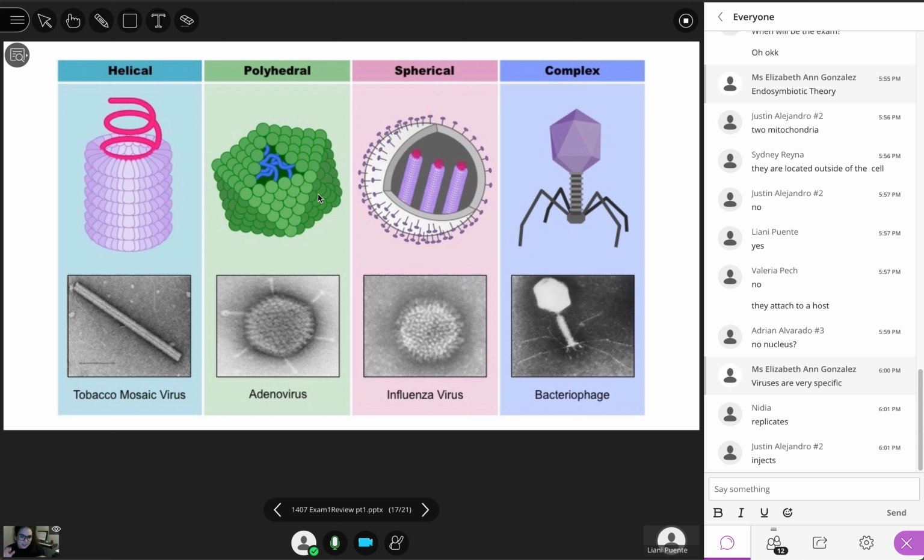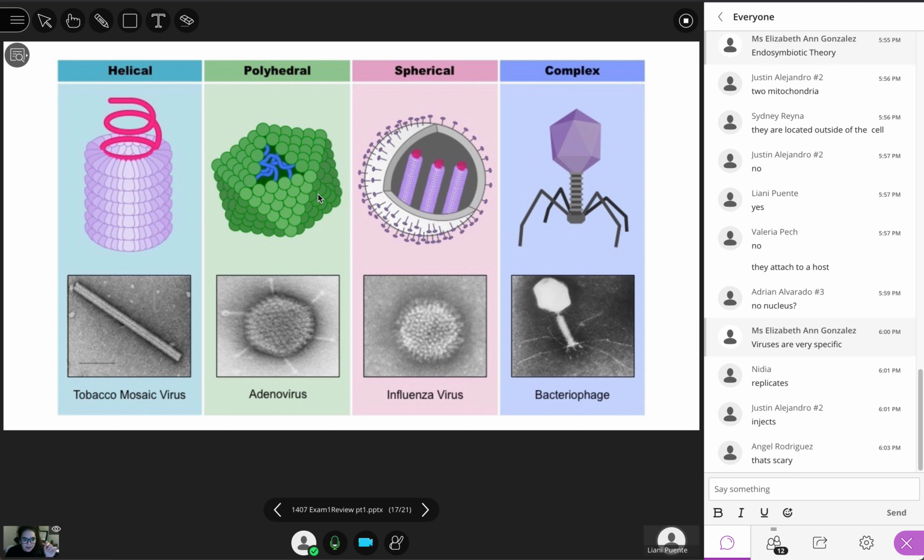So it injects its DNA into the host cell, and then the host cell has this viral DNA, and it makes more viruses. It could be that it makes more viruses. It could be that it just shuts down and kills the cell. So there's different types. It's scary. Yeah, it is kind of scary.